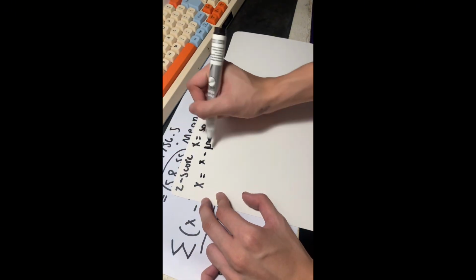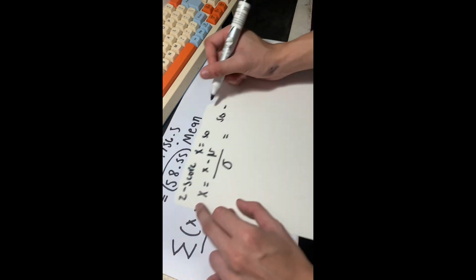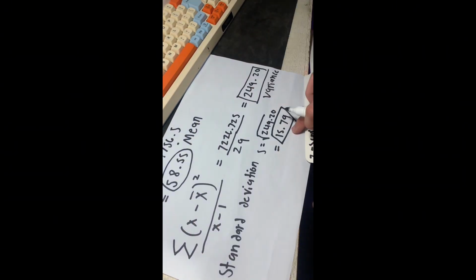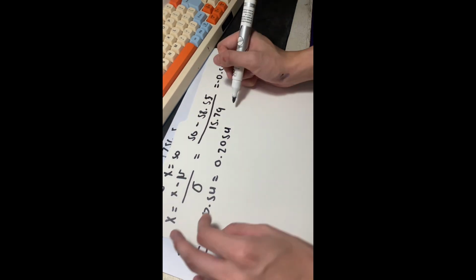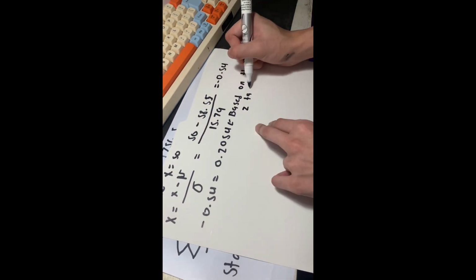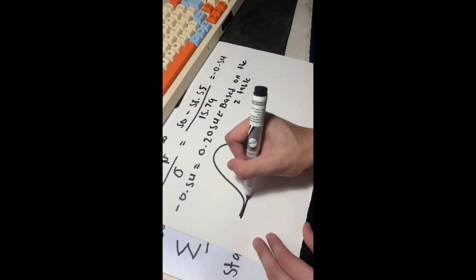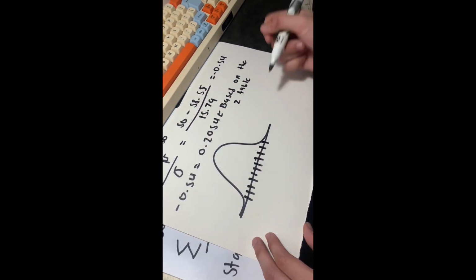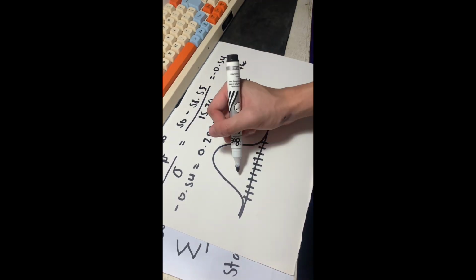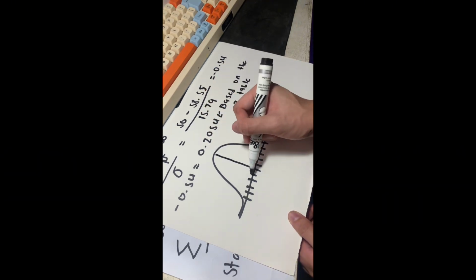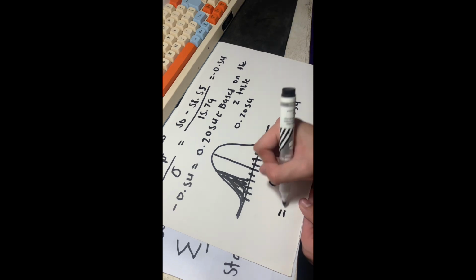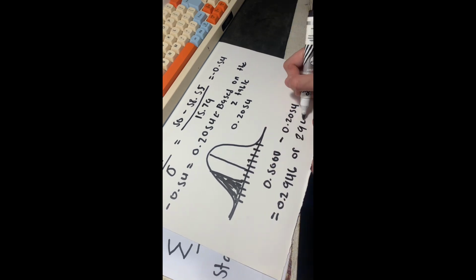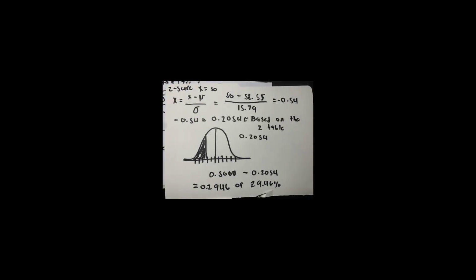Moving to the normal curve application, we use the principles of the normal distribution to interpret where scores fall. We first convert raw scores into z-scores to find their position on a standardized scale. A score of 50 is 0.54 standard deviations below the mean, which gives us a z-score of minus 0.54. Using the z-table, we find that 29.46% of scores are expected to be 50 or lower.